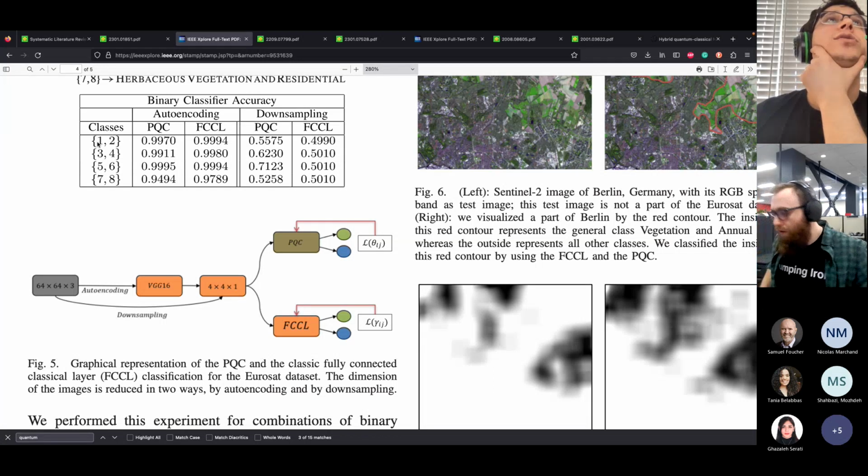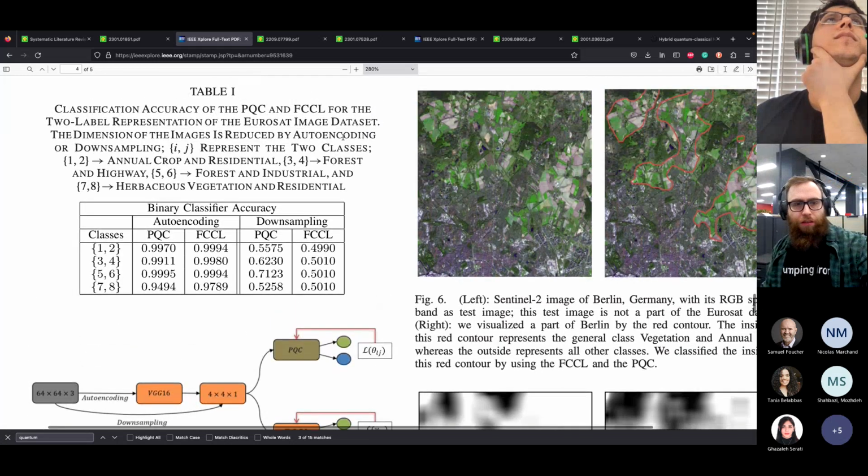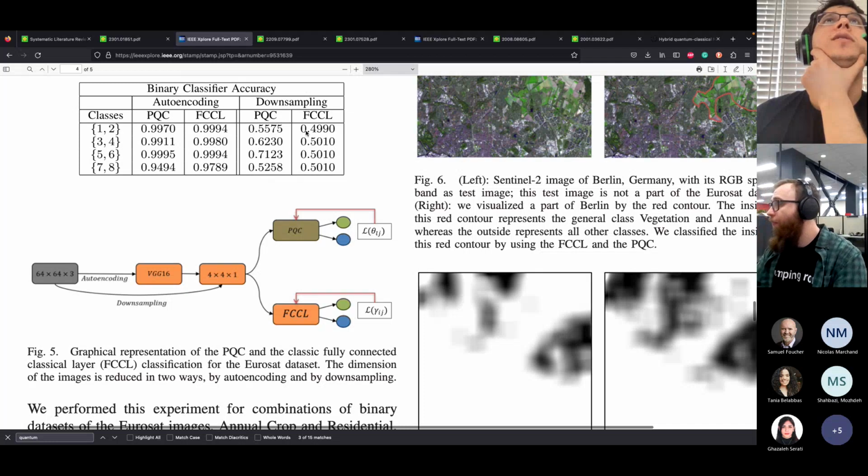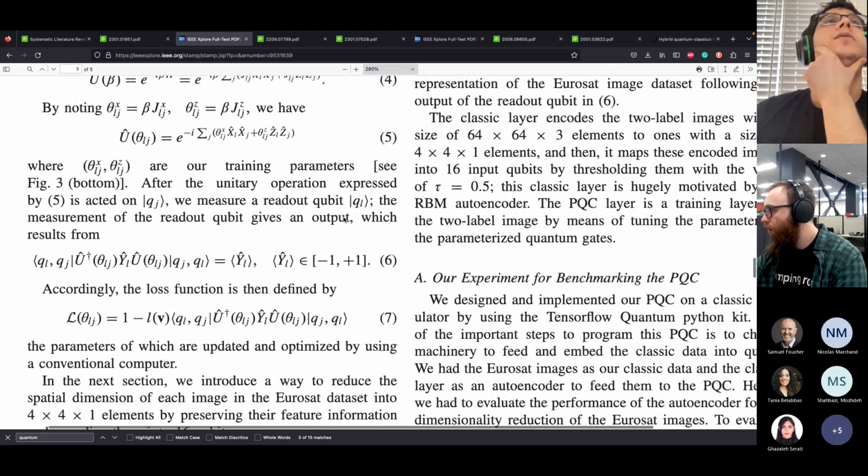Depending on the classes, you have different performances. You can see that the classical neural network beats this one all the times. Downsampling, I'm not sure what this is. Okay, we'll need to look at the details, but apparently here the quantum circuit performs better, but just by a small margin, in small numbers. Okay, so here it's 20%. That's not that small, but anyway.